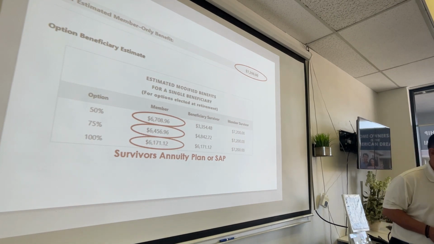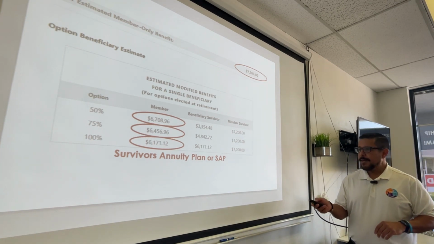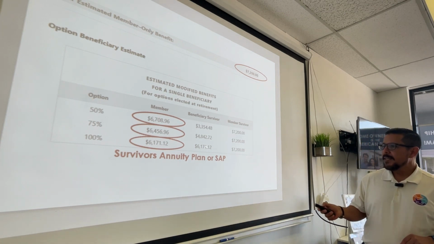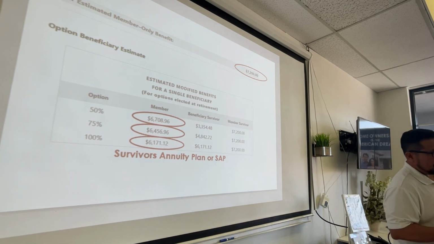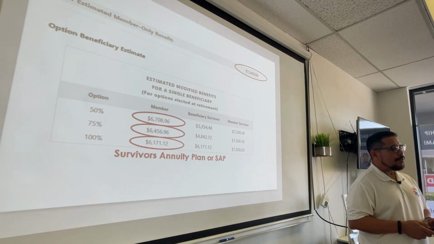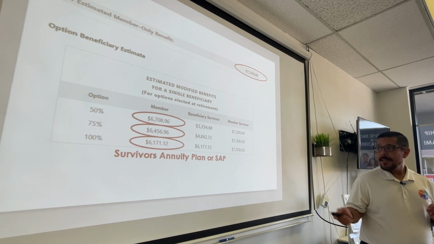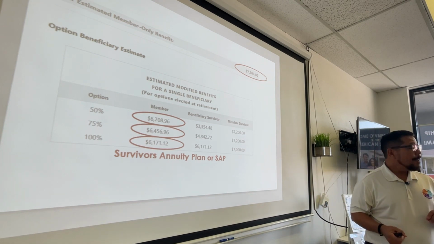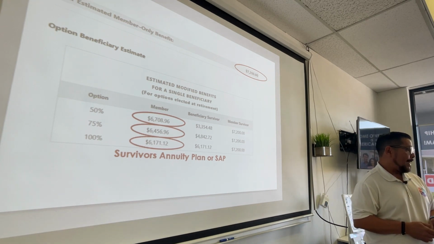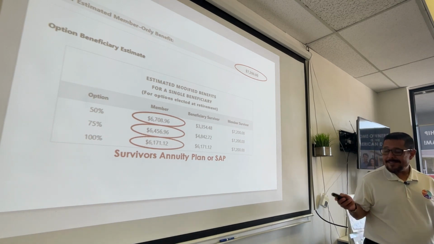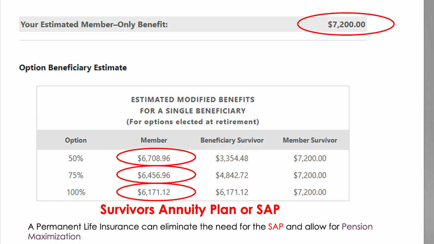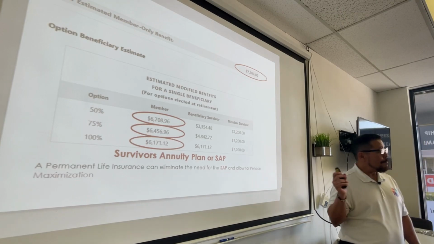But here's the caveat, okay? $1,000 a month right here, okay? That's what we're looking at. 10 years go by, and the spouse dies before they do, okay? That's $120,000 of the money that they've given up. They go back up to their full pension, but they don't get that $120,000 back. CalSTRS keeps it, okay? So that's why it says in the handbook, if you get a permanent life insurance, it can eliminate the need for the survivor's annuity plan and allow you to take your full pension.